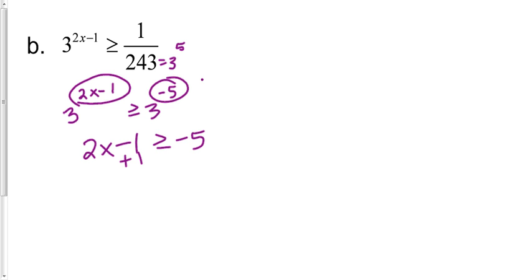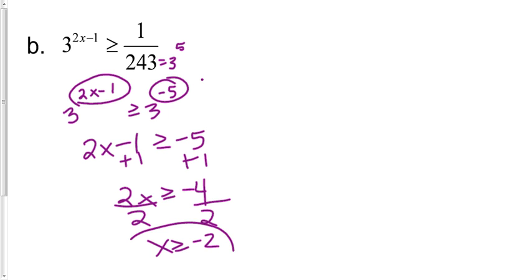I'll add 1 to each side. 2x is greater than or equal to -4. And divide each side by 2. X is greater than or equal to -2. Done. Okay? You definitely could test some points here, check your solutions, but we're good to go with these. There's not going to be any extraneous solutions.